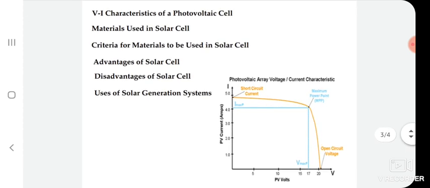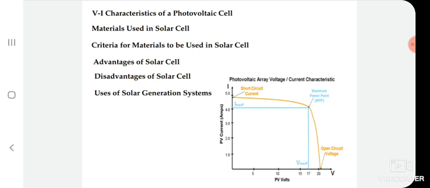Now, which kind of material is used in a solar cell? The materials used for this purpose must have a band gap close to 1.5 electron volts. Commonly used materials are silicon, gallium arsenide, CdTe, CuInSe2, cadmium. Okay, these are the materials which are used to manufacture a solar cell.